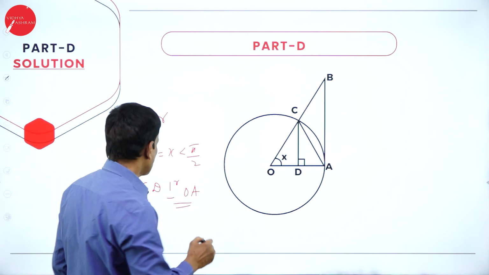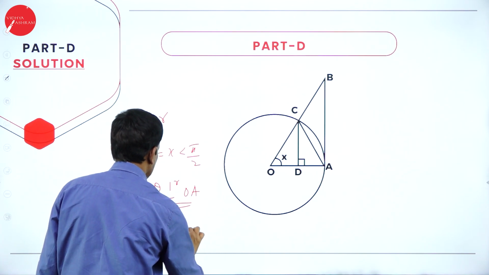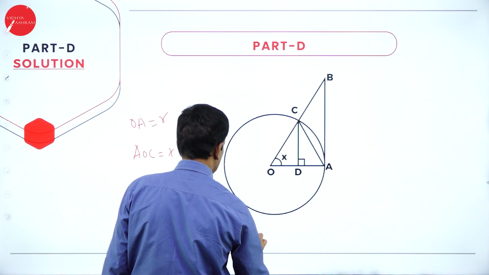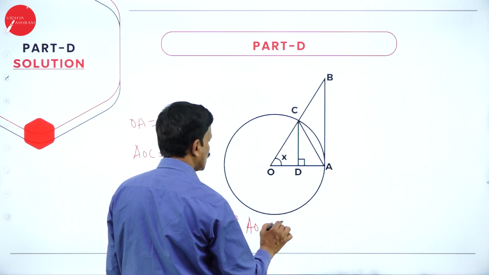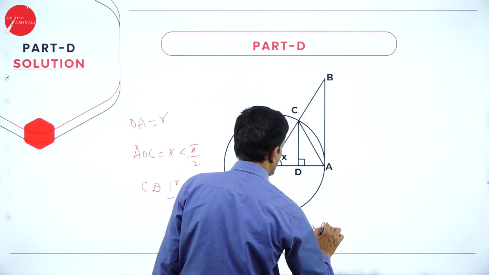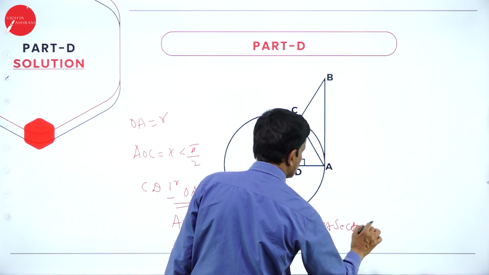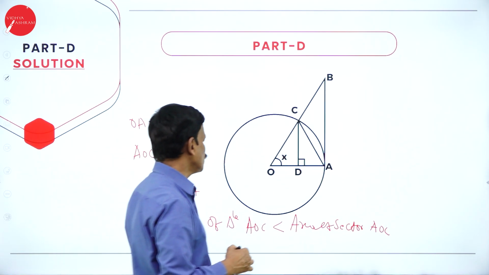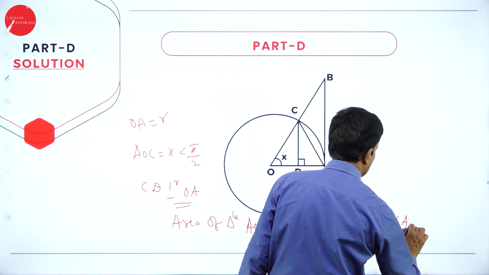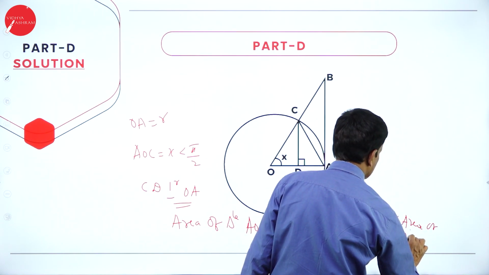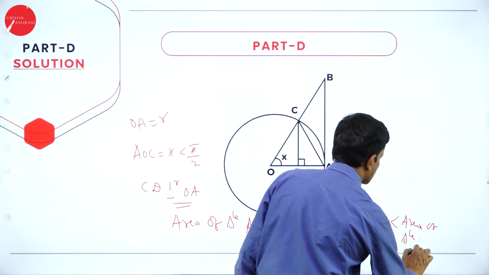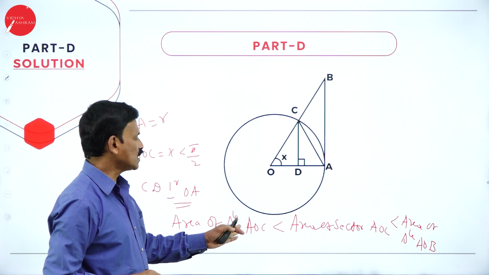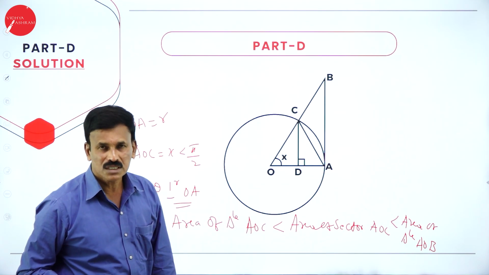If you observe carefully from the figure, we can write area of triangle AOC is less than area of sector AOC, which is less than area of triangle AOB. Okay, now just find out the area of triangle AOC, the sector and triangle AOB.